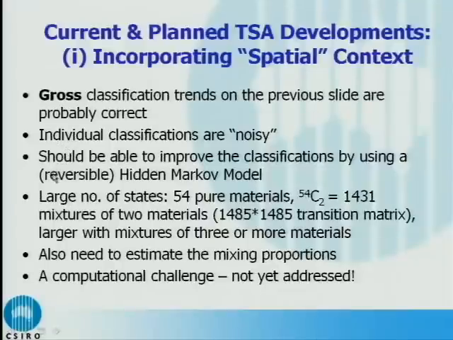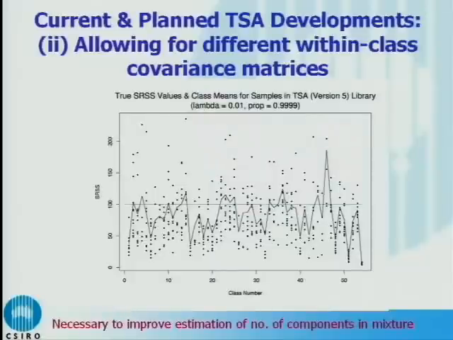So I'm just going to briefly talk about current and planned developments, one of which is incorporating spatial context. The gross classification trends on the previous slide are probably correct. The individual classifications are noisy. We should be able to improve the classifications by using a hidden Markov model. There's a large number of states, say there are 54 materials, but it's actually grown since then. So you've got 1,431 mixes of 2 materials, plus the 54 pure ones. So you've got a 1485 by 1485 transition matrix, and larger with mixtures of 3 or 4 minerals. So you also need to estimate the mixing proportions. There's a computational challenge there which we have yet to address.